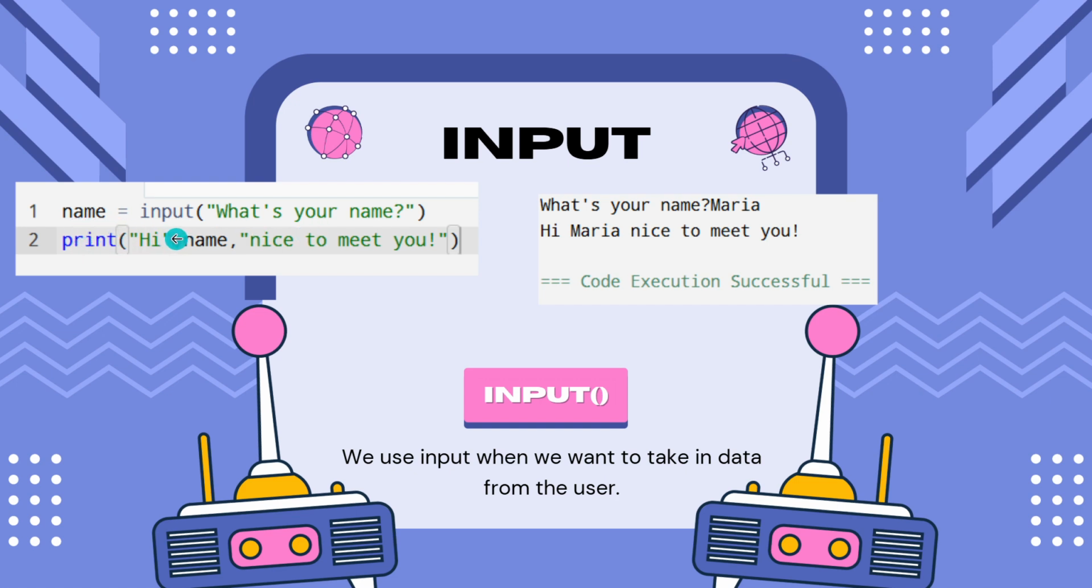Name equals input, what's your name? Okay, so you need to remember to put the bracket. And if you are asking for a number, you need to remember to put int bracket input. Okay, and then you can just type print hi and then enclose with the double quotes and then comma variable name, comma, double quotes again, and then nice to meet you. And then this is the output.